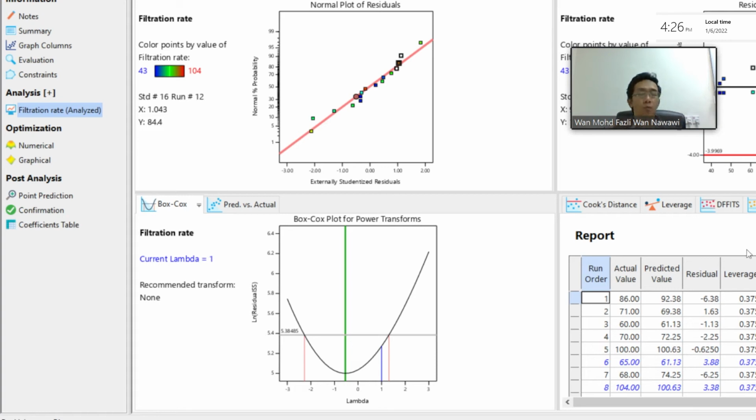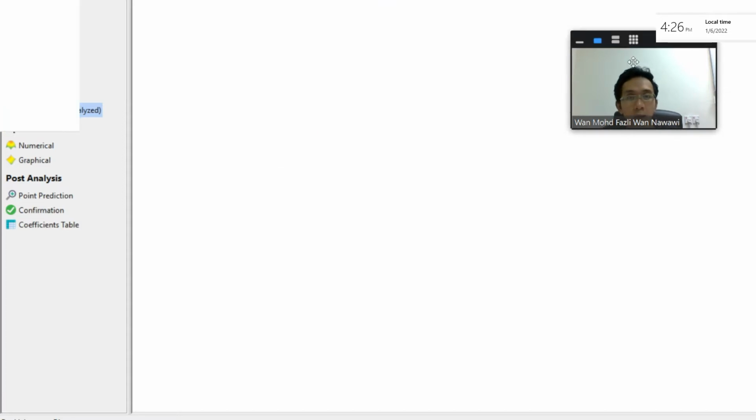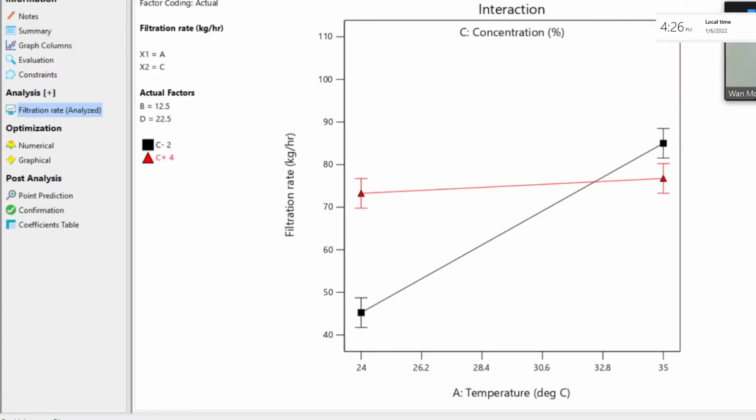So once you're done with all the diagnostics, you want to interpret your model. You see there are no problems with your diagnostics, with your model, with your experiment, then only then you go to model graph. So you see here, after diagnostics, you have model graph. You click model graph. By default, it gives you this one graph, the interaction thing.